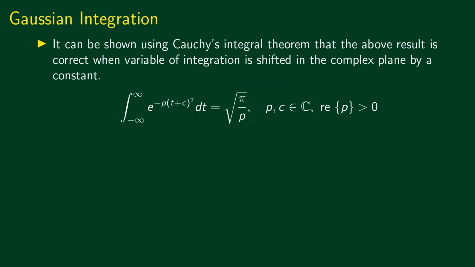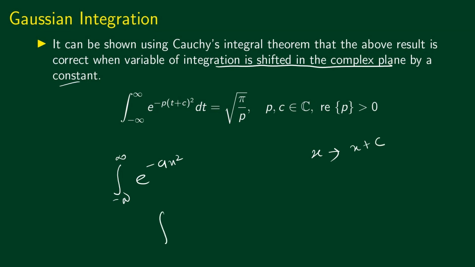Now this result is correct even if the variable of integration is shifted in the complex plane by a constant. All right, so what we have here is minus infinity to infinity e raised to minus a x square. Now we could think of a variable that is shifted in the complex plane like this, x going to x plus some complex constant. Then the integral would become minus infinity to infinity e raised to minus a times x plus c whole square. Now instead of this a, we could also have a complex number with the positive real part, right? With the real part of p being positive.